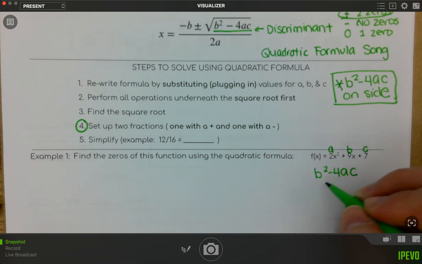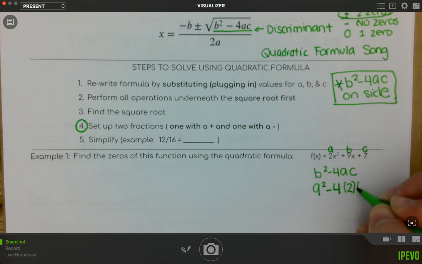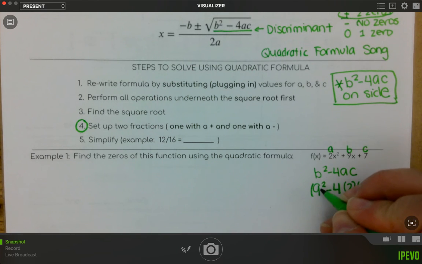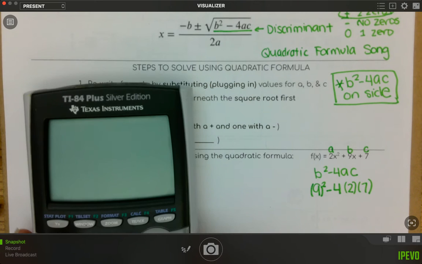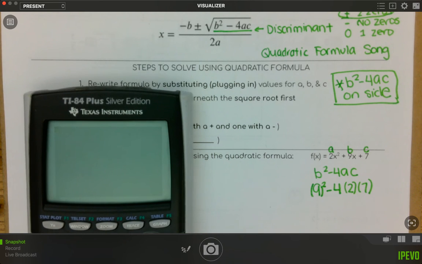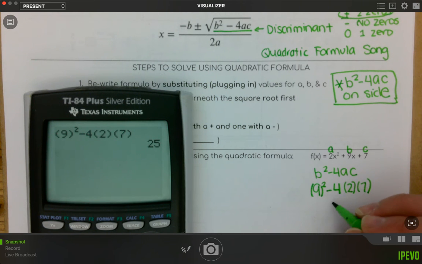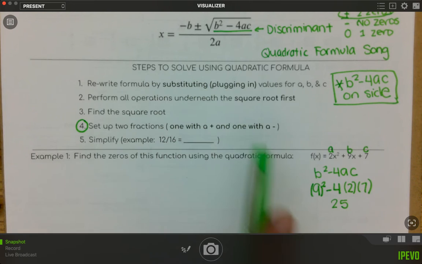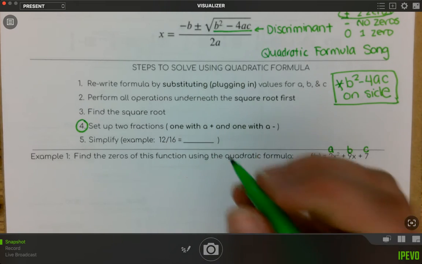So since B is 9, we're going to have 9 squared minus 4. A is 2, and C is 7. So I have 9 squared, and I should have that in parentheses too, by the way. I forget them sometimes also. 9 squared minus 4 times 2 times 7. And that's 25. This is the number that goes right here under the square root.